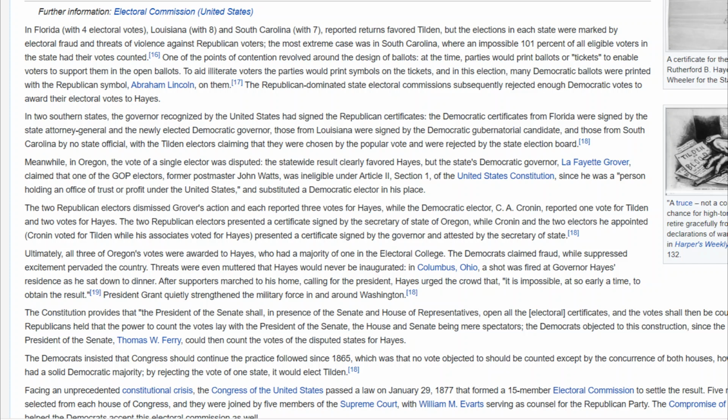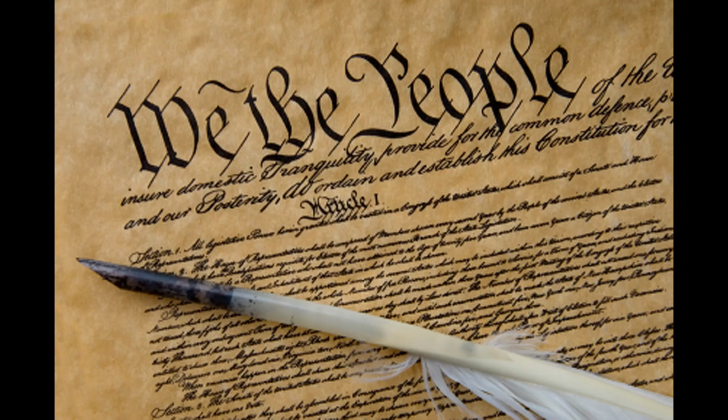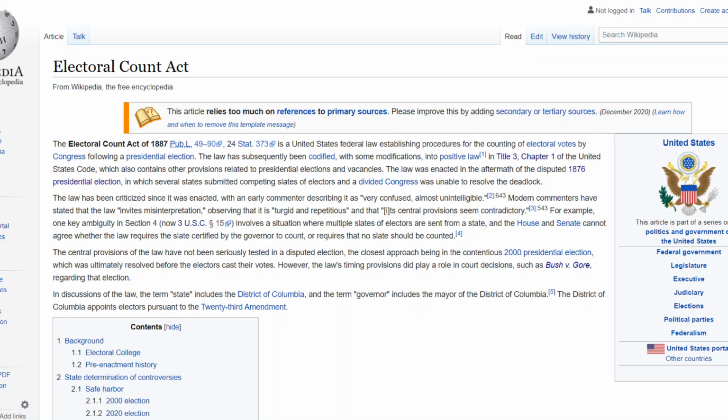And so we can see here we have dueling electors, just as we do today. Now let's take a look at that document that those geniuses wrote up so long ago and look into this certification process a bit more. The Constitution provides that, quote, the President of the Senate shall, in presence of the Senate and House of Representatives, open all the electoral certificates, and the votes shall then be counted.